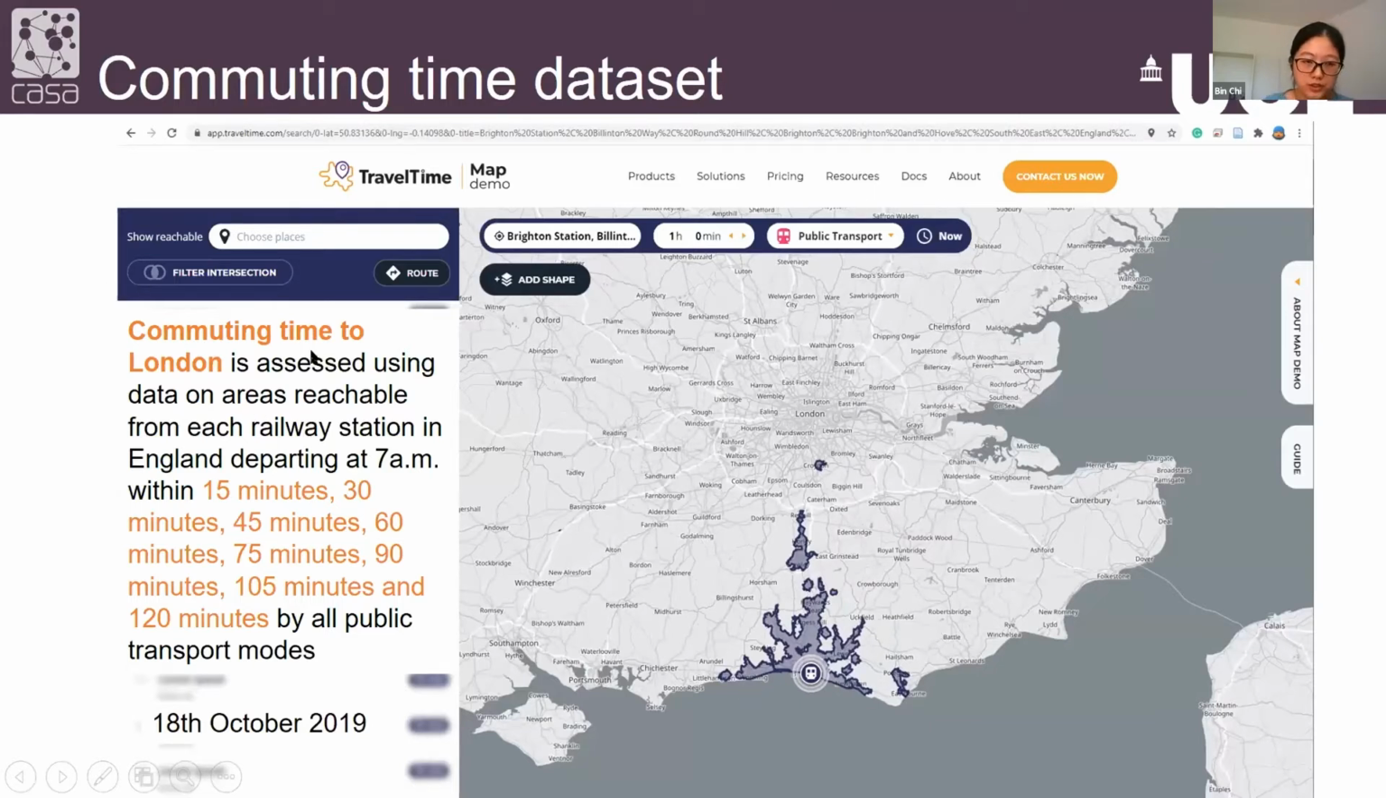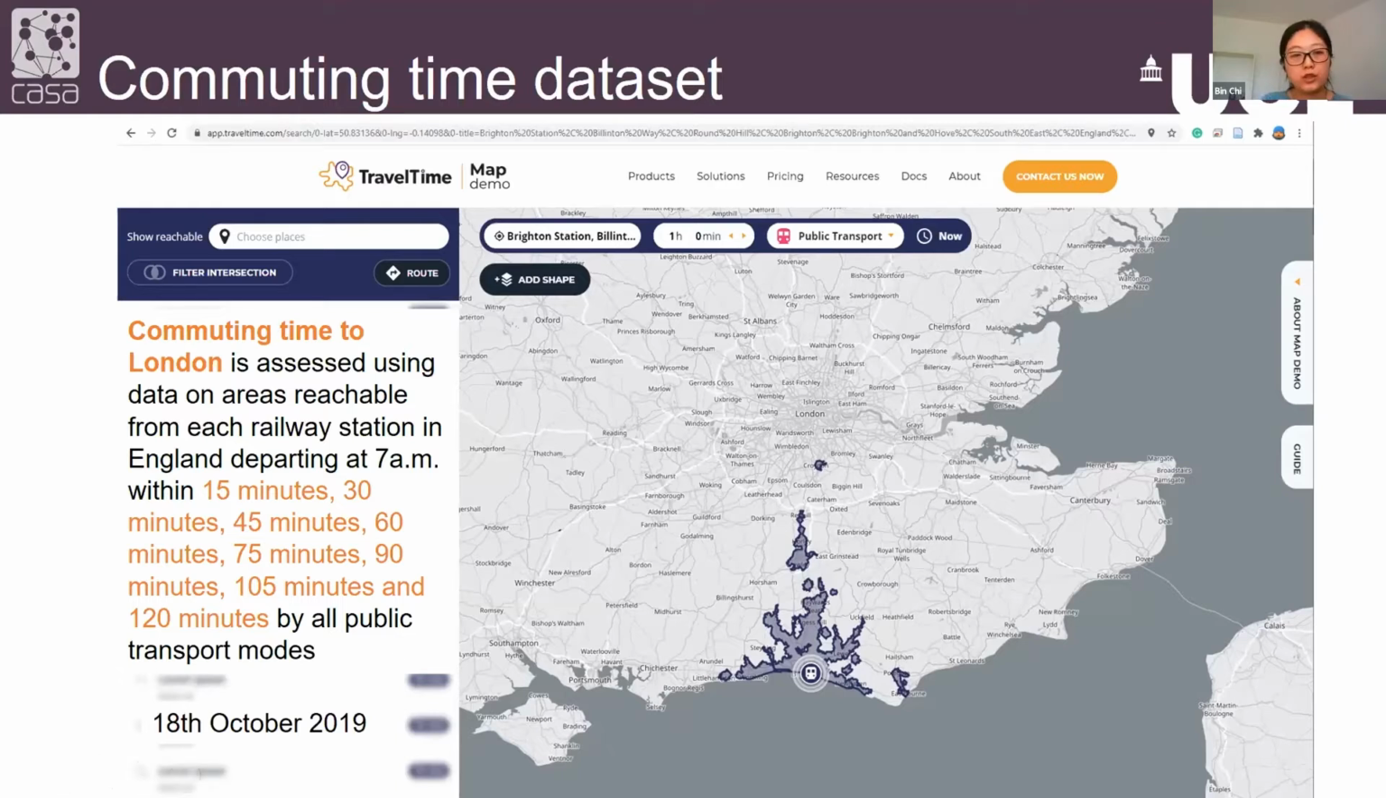And in my research, the commuting time to London is assessed by using listed sites from each railway station in England, departing from 7 a.m., within 30, 45, 60, 75, 90, 105, and 120 minutes by all public transport modes. And this data was extracted in 2019.